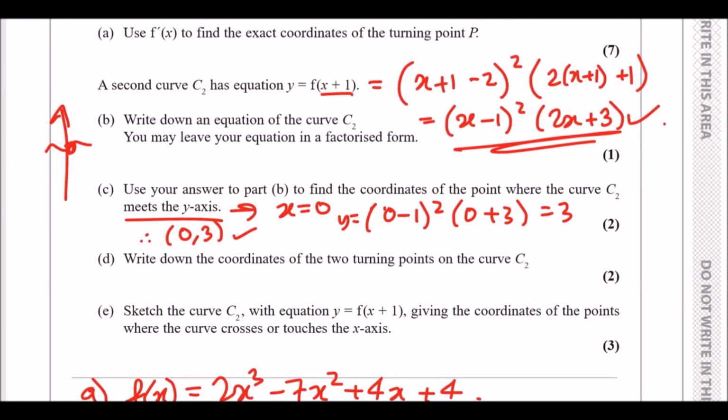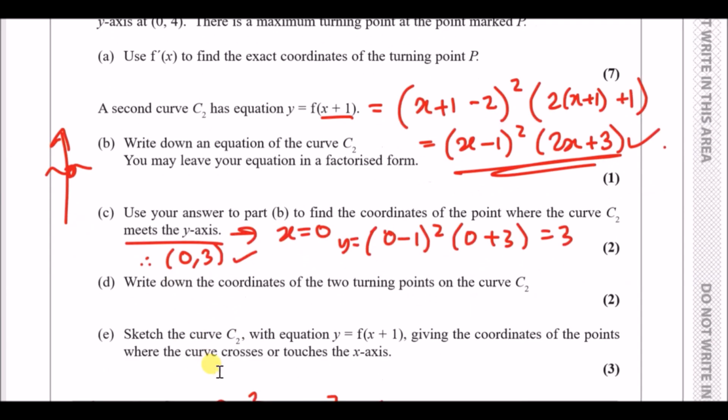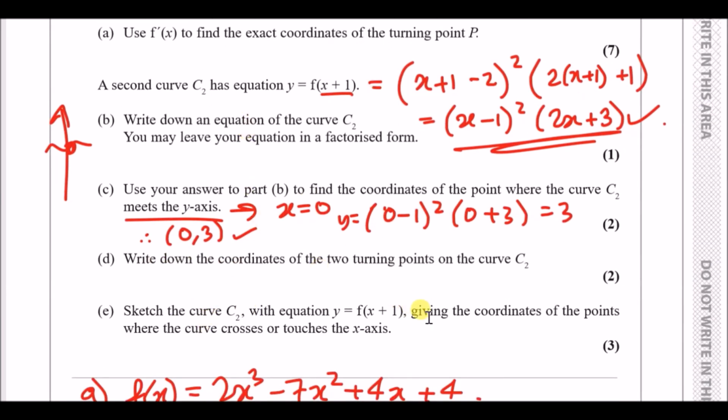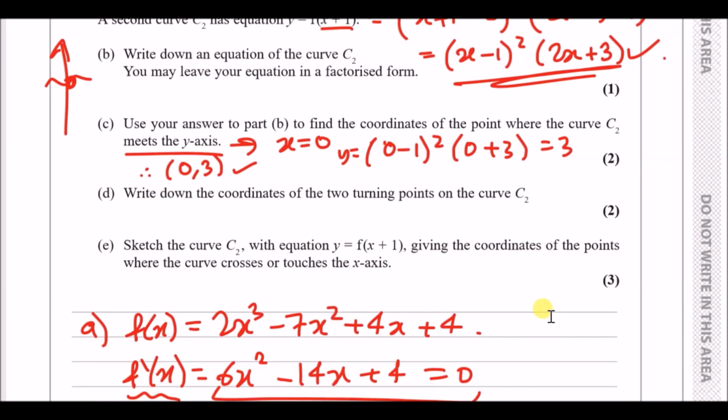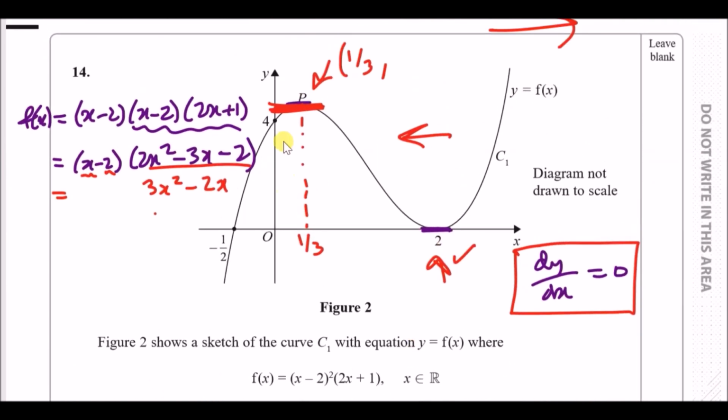Let's go back to the last bit now. So E. Sketch the curve C2, with the equation that, so basically sketch that C2 that we've been working on, given the coordinates of the points where the curve crosses or touches the x-axis. Notice how they don't care about the y-axis here, yeah? So you don't even need to worry where it hits the y, but that's not too hard to find.